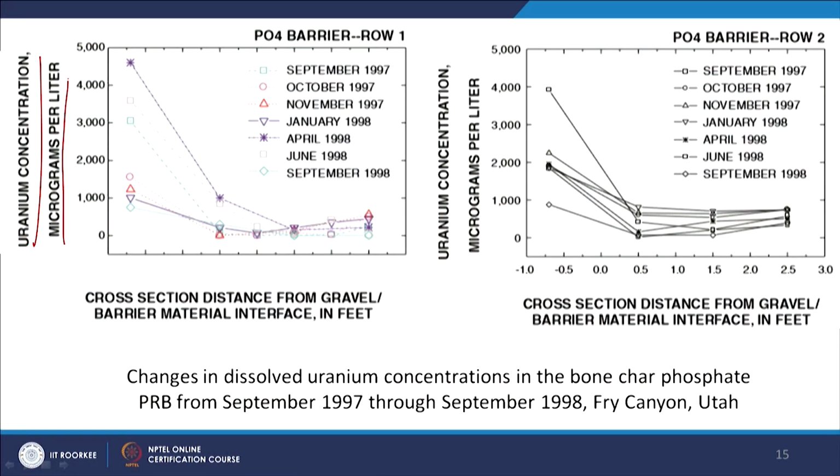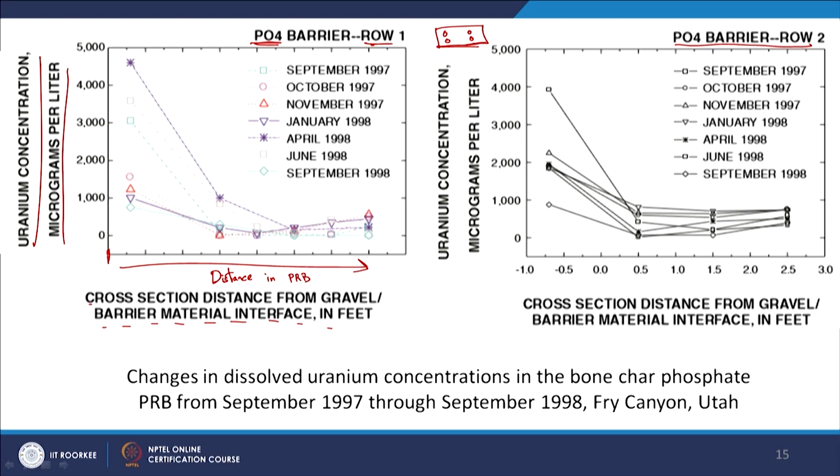So here I have uranium concentration, in microgram per liter, and this is for the PO4 or phosphate relevant PRB. Row 1, as in if you can remember PRB, we had row 1 and row 2 monitoring locations, and again row 2 here. So, cross sectional distance from gravel barrier material interface in feet. So, as you go along, this is the distance in the PRB or inside the PRB, right.